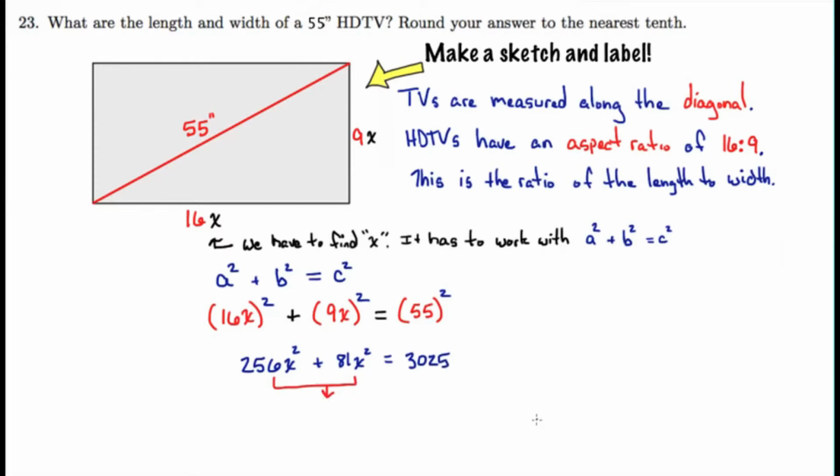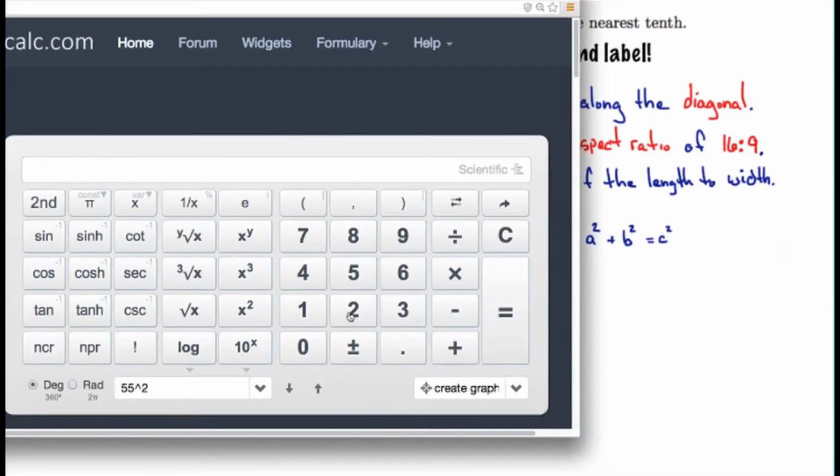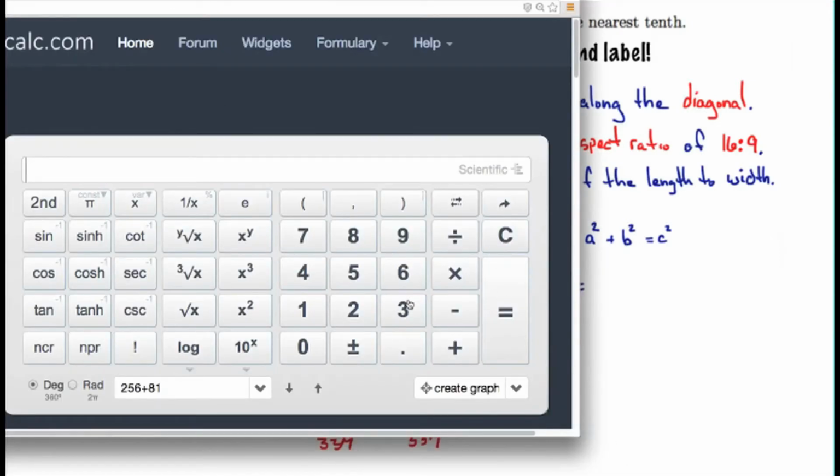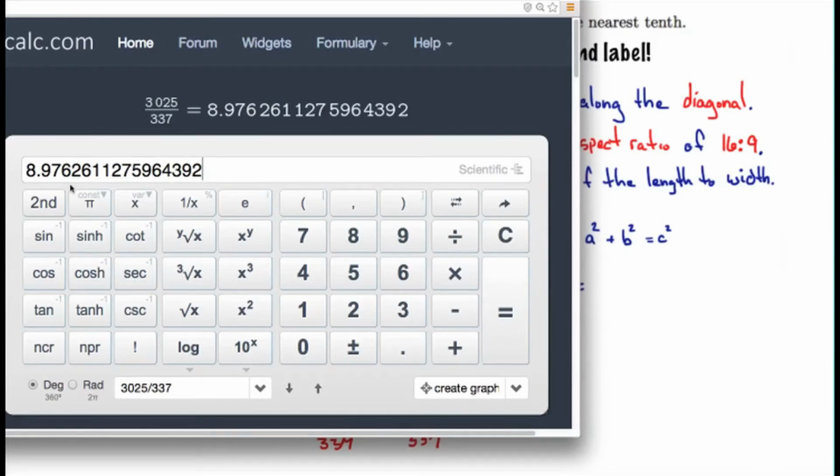So let's add these like terms. 256x squared plus 81x squared is 337x squared. Now I need to solve for x. First, let's divide 337 to both sides. I need some more room up here. So x squared is going to equal 3025 divided by 337, which is about 8.97626. Let's call it 9.